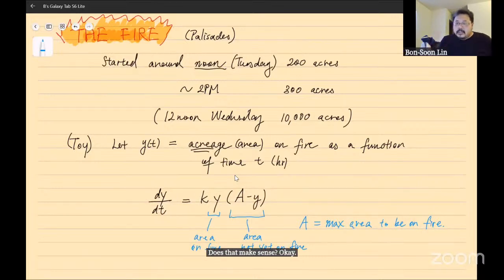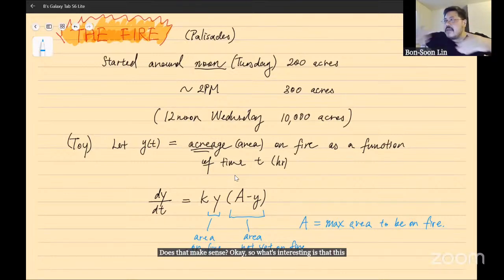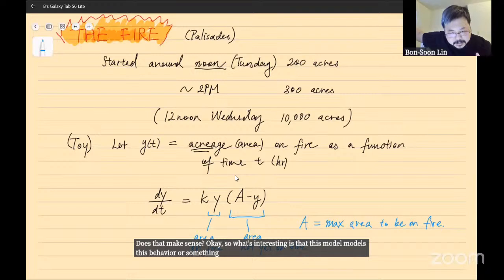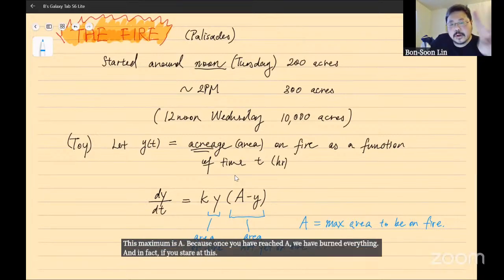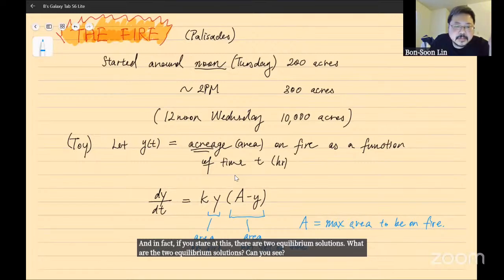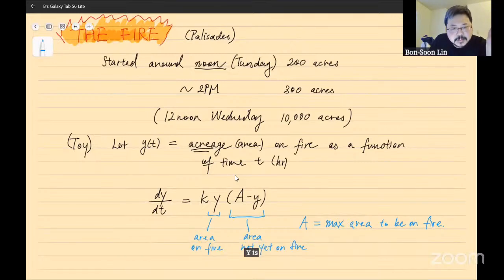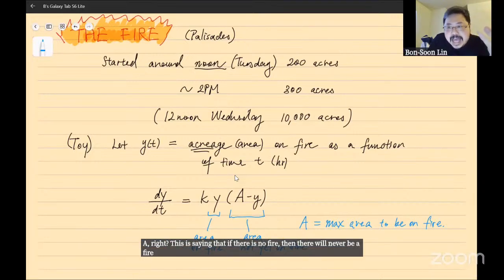So what's interesting is that this model captures this behavior of something spreading, but there is a maximum. This maximum is A, because once you have reached A, we have burned everything. And in fact, if you stare at this, there are two equilibrium solutions. What are the two equilibrium solutions? Can you see? y is equal to what? 0. And also y equals to what? A. This is saying that if there is no fire, then there will never be a fire. And y equals A means if everything's burned, it all stays burned. It's gone.